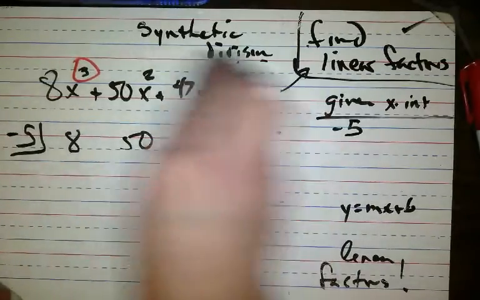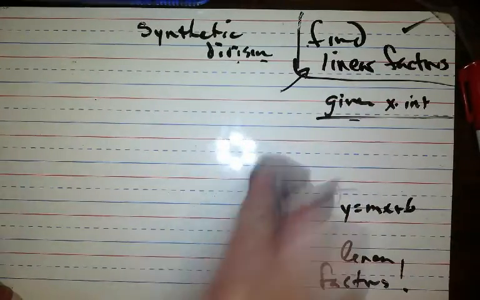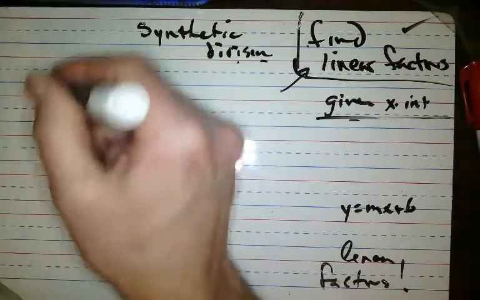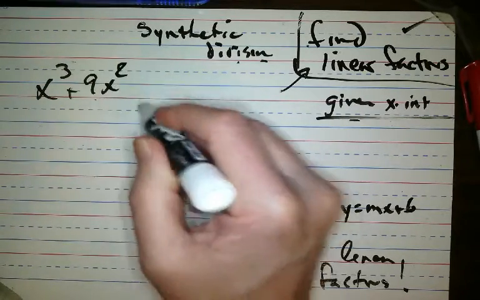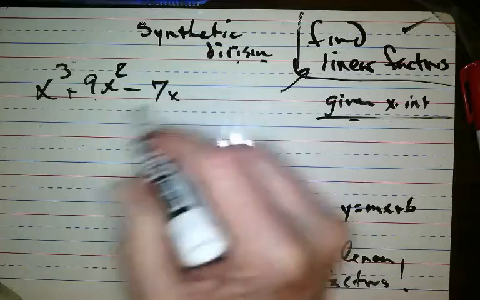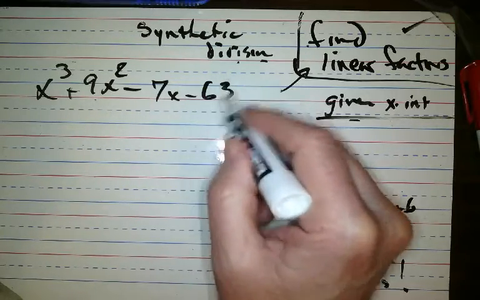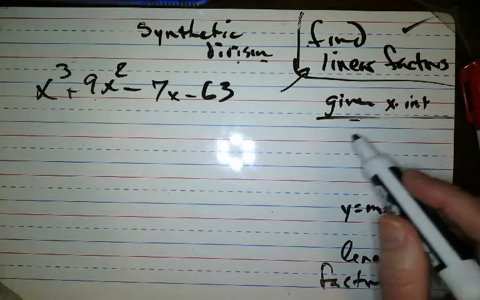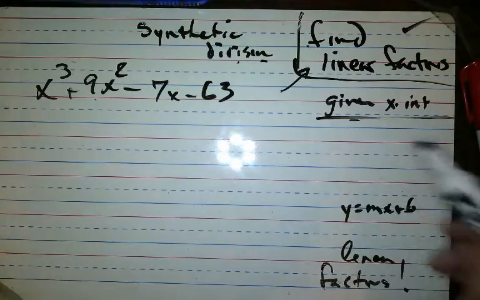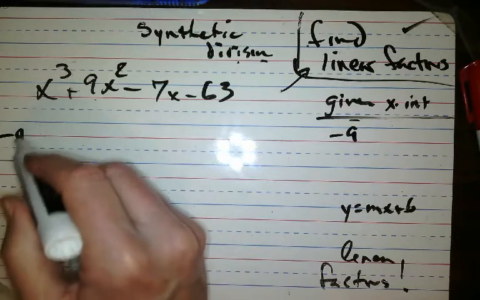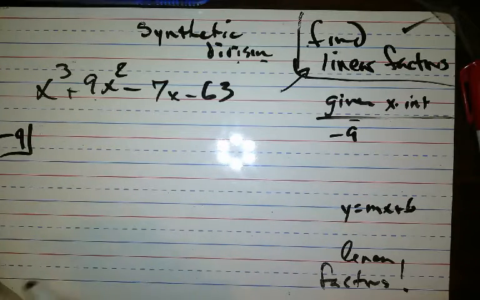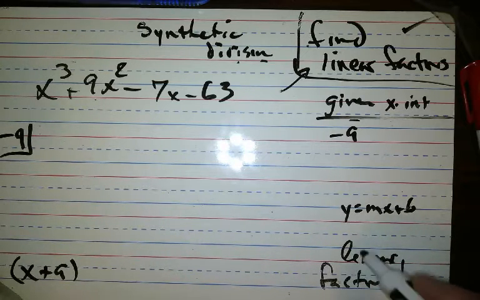One last time, and then you should be able to do your homework. Here we go. X cubed plus 9x squared minus 7x minus 63. Oh boy. Remember, they give us an x-intercept, and that x-intercept is -9. So -9 is one of the x-intercepts. That means I know one of my factors is x plus 9, obviously, right? Linear factors is what we're looking for.